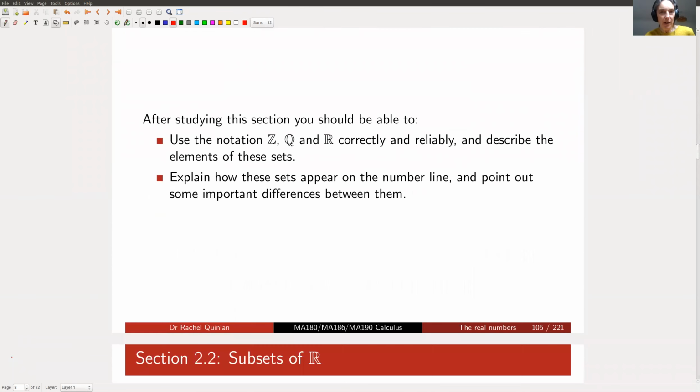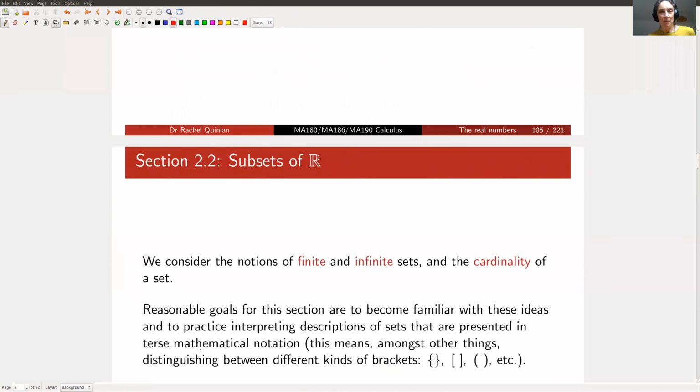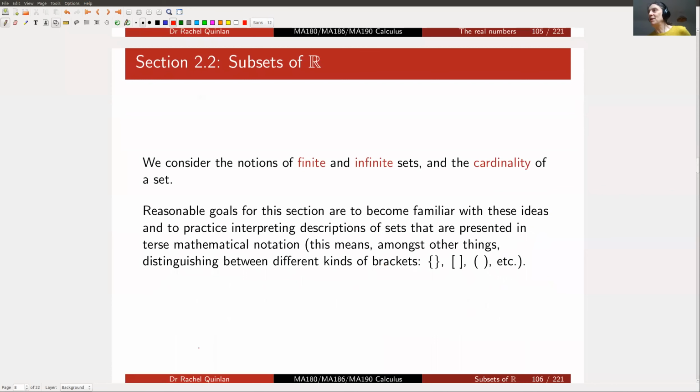Okay, so section 2.1, the learning outcomes are short. Basically we need to be able to think about the properties and elements of these three sets, integers, rational numbers, and real numbers, think about how they appear on the number line, and point out a few important differences between them. We're building up in a discussion towards some other things. Section 2.2 is about subsets of the real numbers.